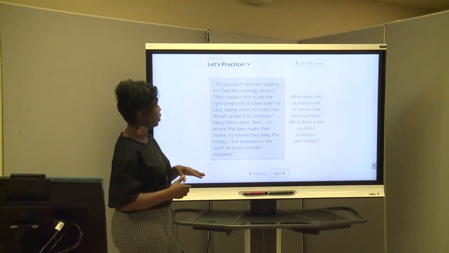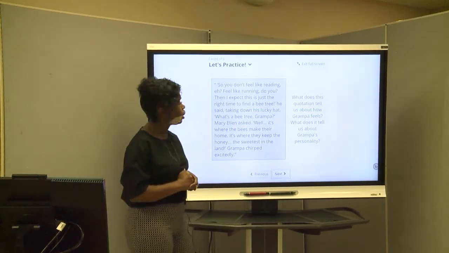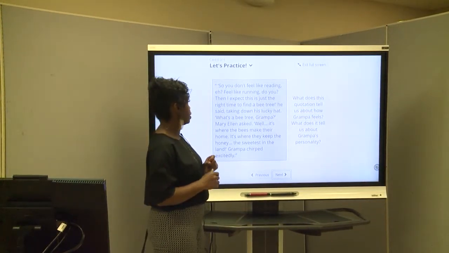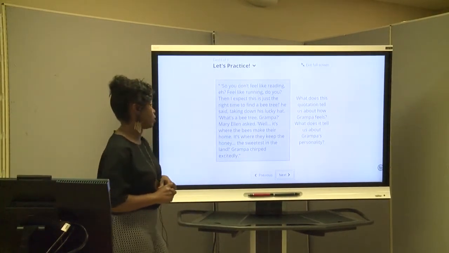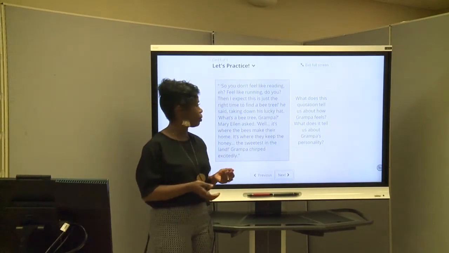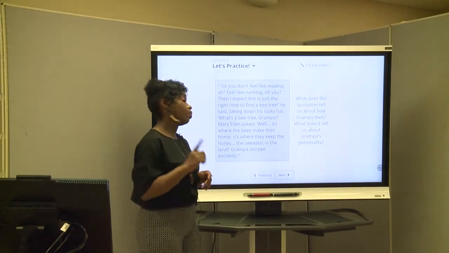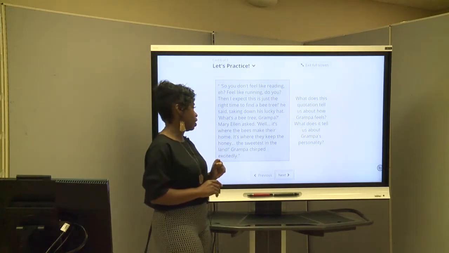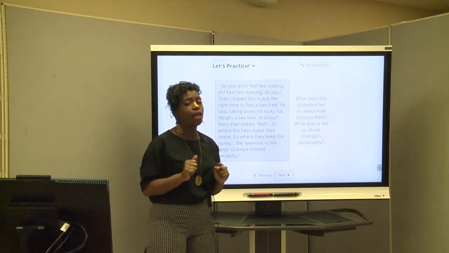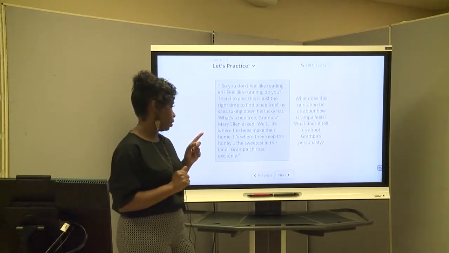So you don't feel like reading, eh? Feel like running, do you? Then I expect this is just the right time to find a bee tree, he said, taking down his lucky hat. What's a bee tree, Grandpa? Mary Ellen asked. Well, it's where the bees make their home. It's where they keep the honey, the sweetest in the land, Grandpa chirped excitedly.